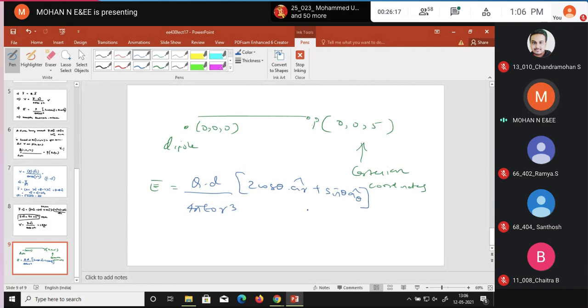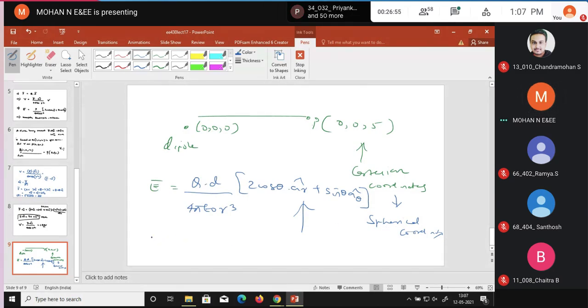So you have to convert this Cartesian coordinates to spherical coordinates first. Then only you can apply this equation. Somehow you need to convert this Cartesian coordinates to spherical coordinates. I have shared a video of that one, conversion of one form of coordinates to another form of coordinates.